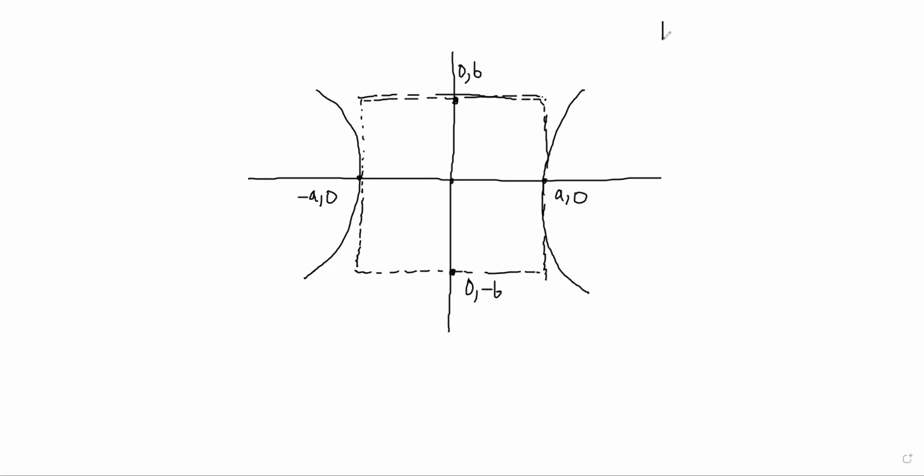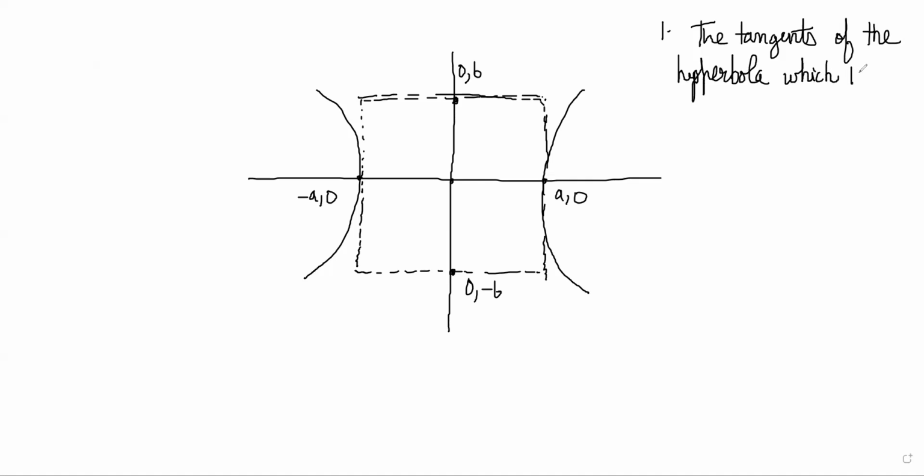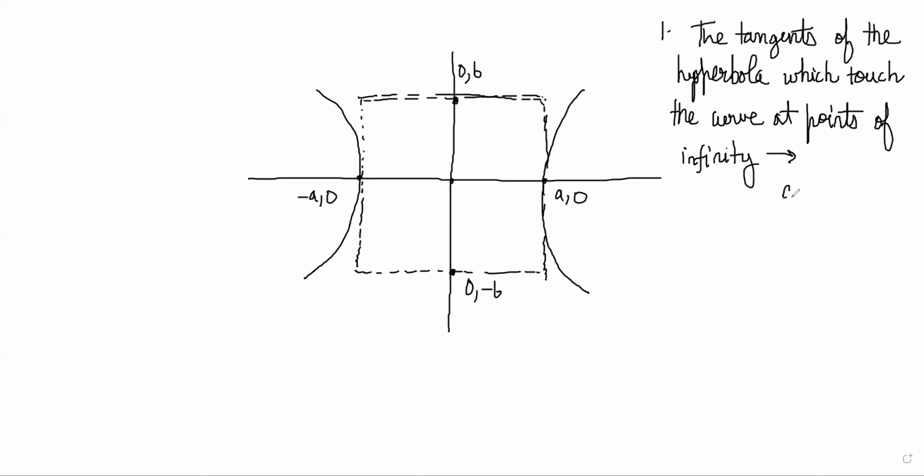Okay. So first thing, what is the meaning of an asymptote? The tangents of the hyperbola which touch the curve at infinity, points of infinity, such tangents are known as asymptotes. Okay. So now let's think about how we will get an equation of an asymptote.